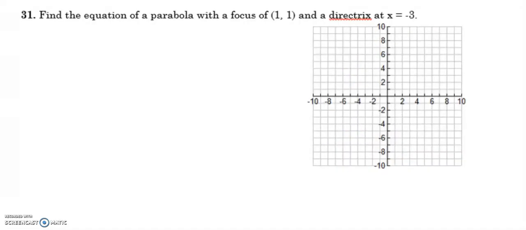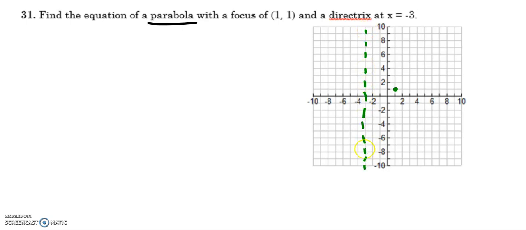All right, find the equation of a parabola with a focus of 1, 1 and a directrix at x equals negative 3. So a parabola, we know we're going to have one term that's squared. I'm going to start by drawing in our key features. So focus at 1, 1, and a directrix at x equals negative 3. 1, 2, 3.